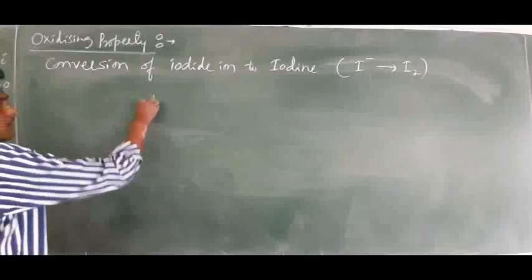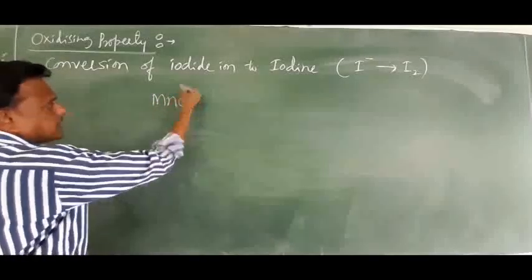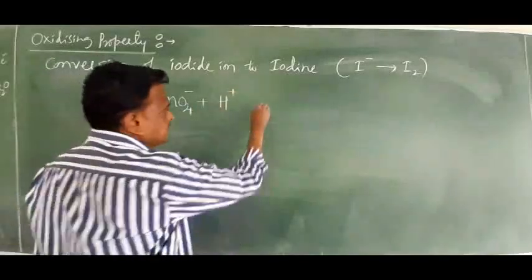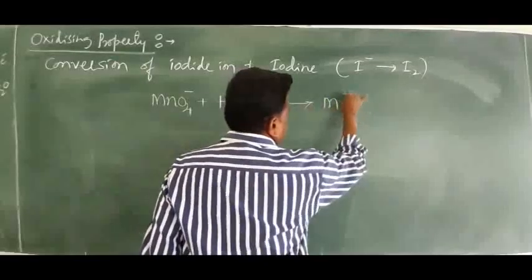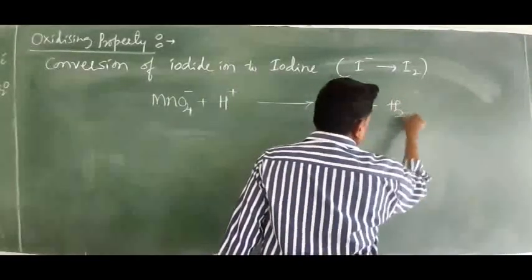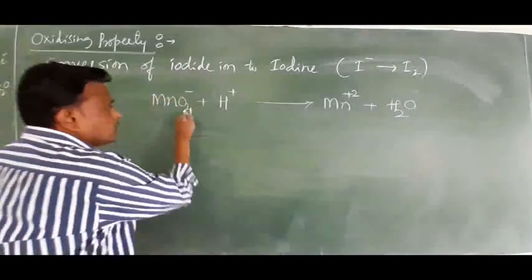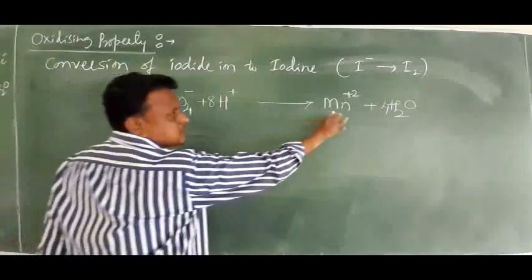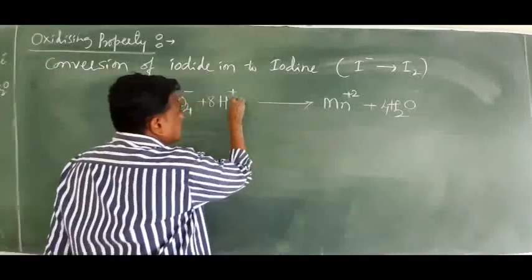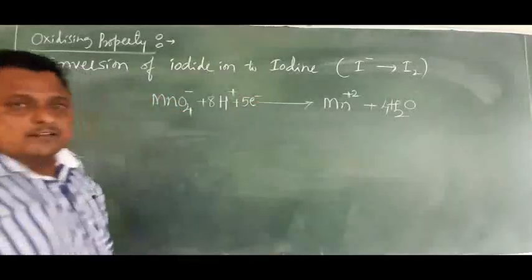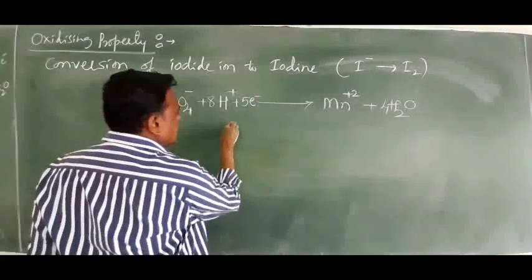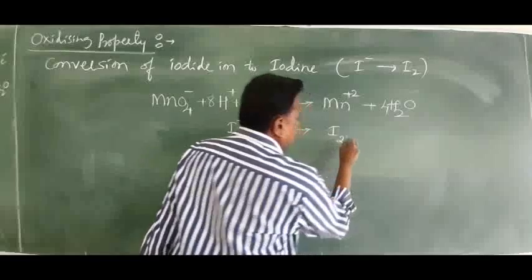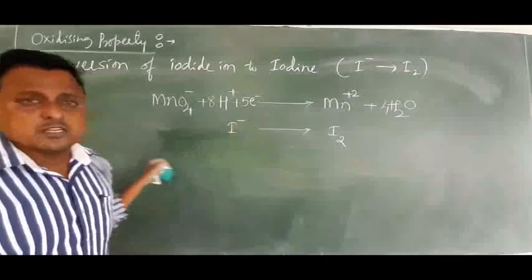Okay, friends, we have permanganate. This is the permanganate ion, MnO4 minus, a powerful oxidizing agent, which in presence of acidic medium forms manganese ion Mn plus 2 with the release of water. With 4 oxygen, we have to balance with 4, which means 8 hydrogen. The change in oxidation from plus 7 to plus 2 is 5 electrons. Now we come to the conversion of iodide ion. I minus is converted into I2.